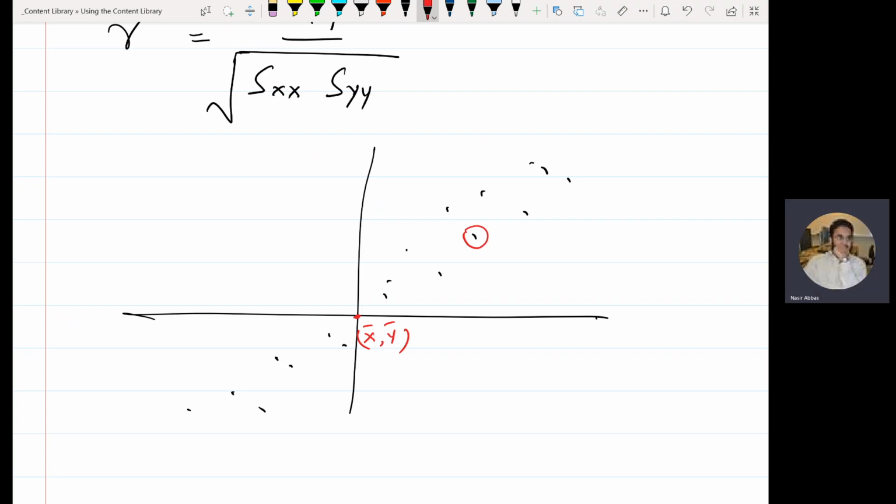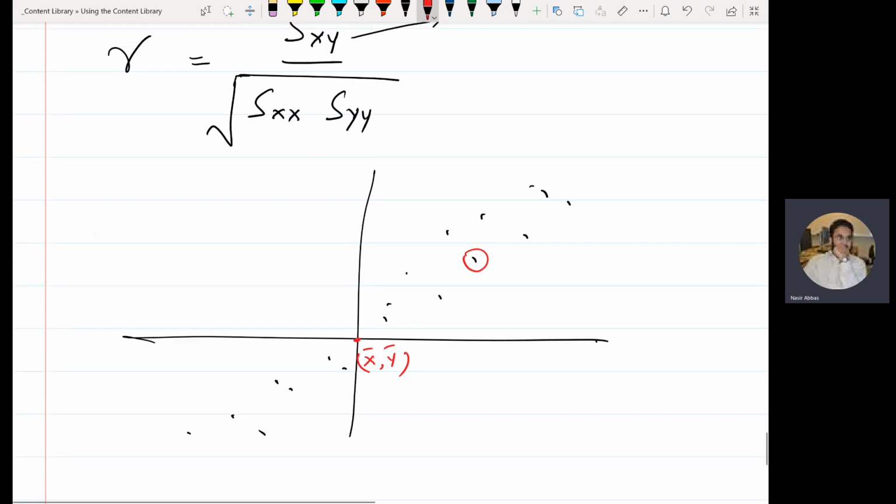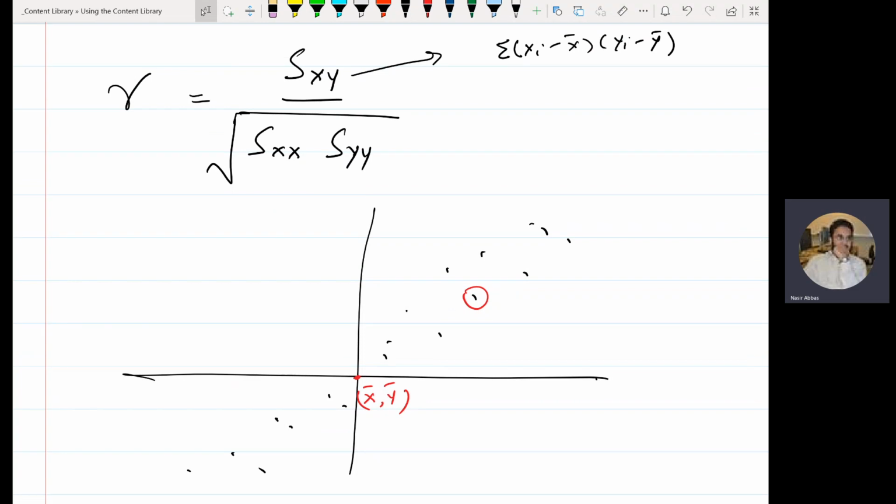Now, in this case, for this point, x minus x bar will be what? Positive. What about y minus y bar? Positive. What about the product? Where is the formula? What about the product of these two? Positive. So one positive, and product will also be positive. Right? Yes. So your SXY, look at most of the points.